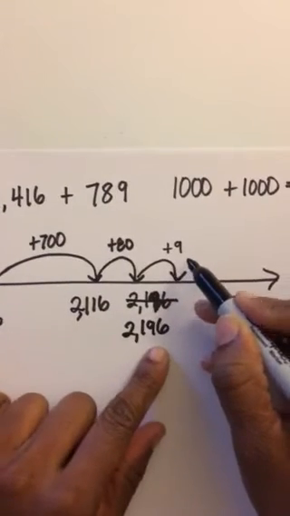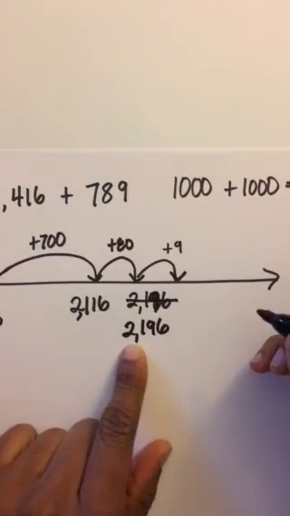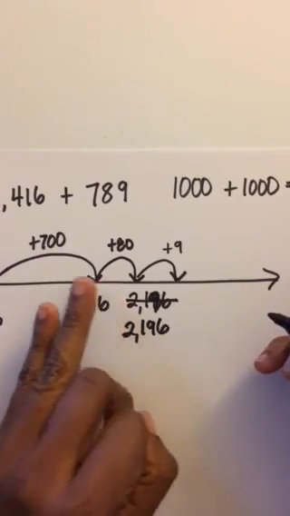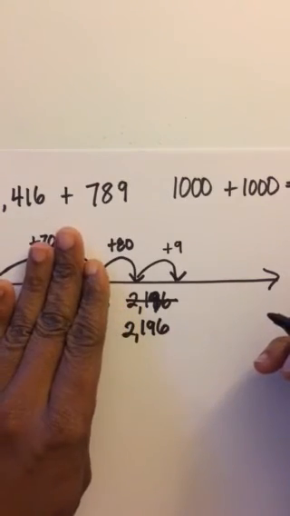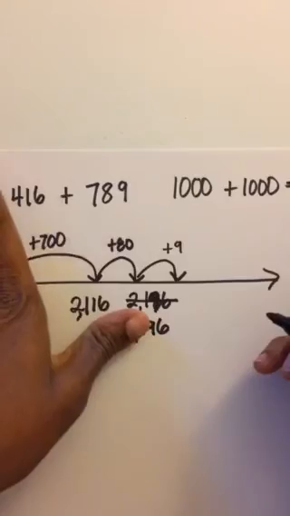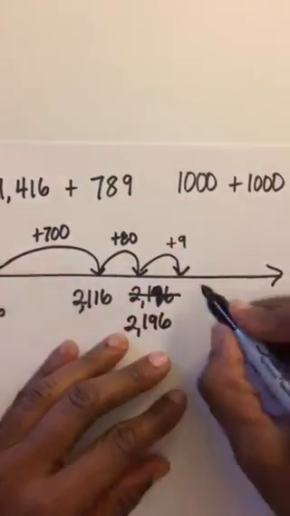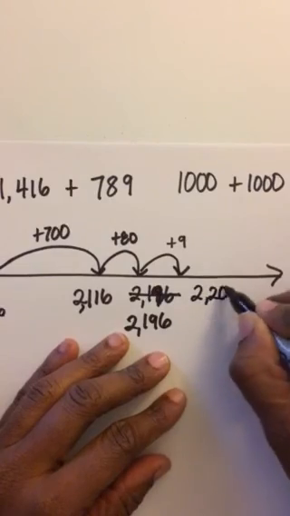And then I'm going to add 9 to that. Okay, so 2,196, 97, 98, 99, 2,200, 2,201, 202, 203, 204, 205, 2,205.